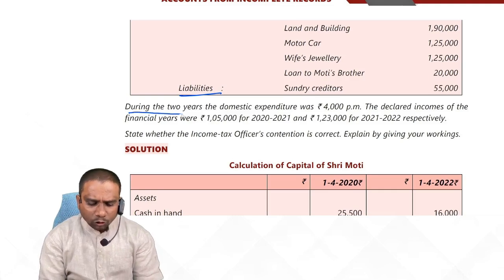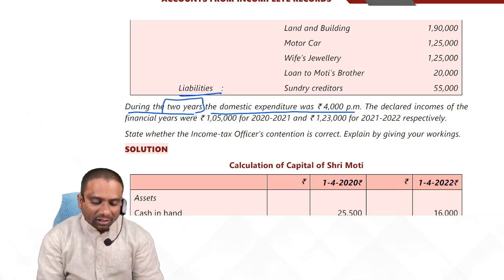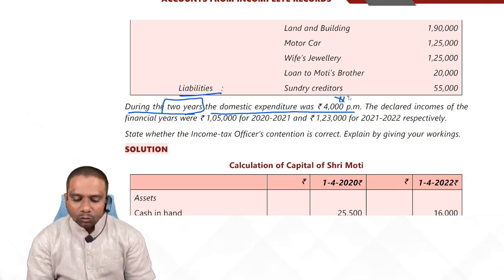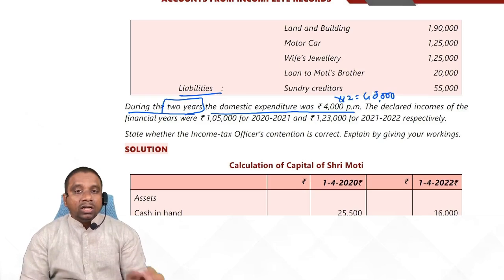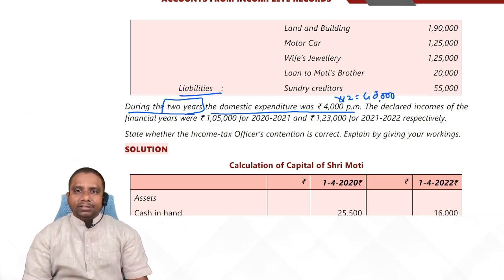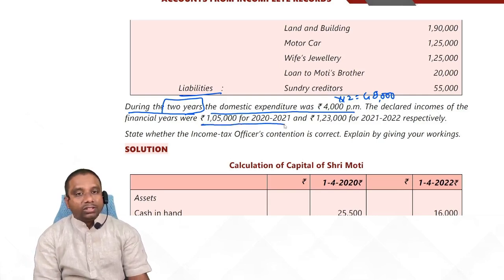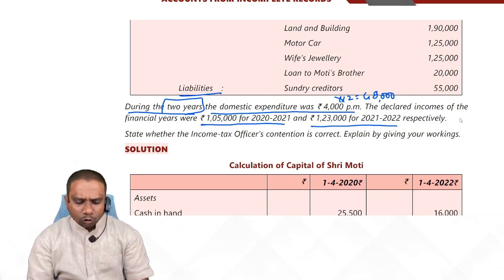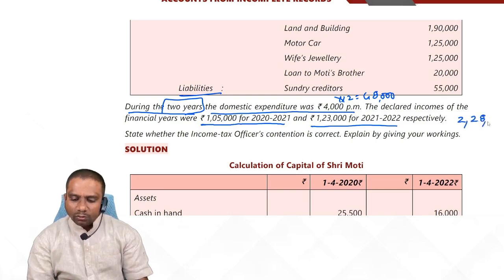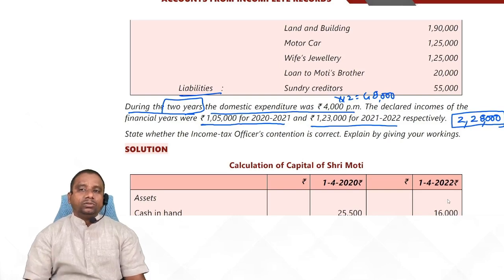Now observe. During the 2 years, the domestic expenditure was 4,000 per month. During 2 years, 4,000 per month into 12, total drawings are 48,000. Is it clear, students? Next, the declared income of the financial year is 1,05,000 for 2020-21, 1,23,000 for 21-22. Tell me the total profit disclosed, 2,28,000. Total profit disclosed 2,28,000.